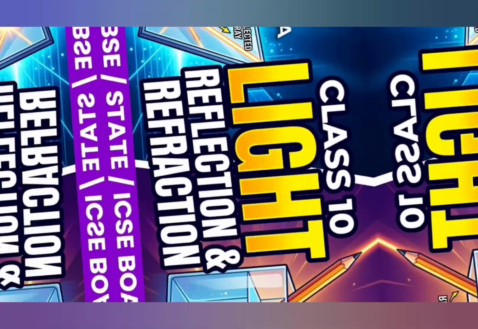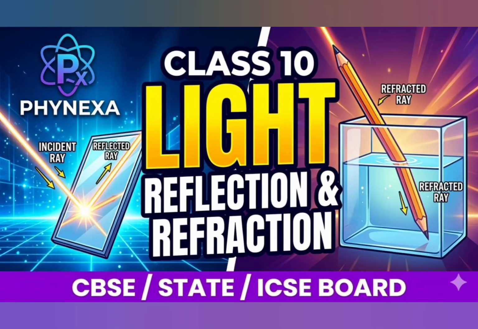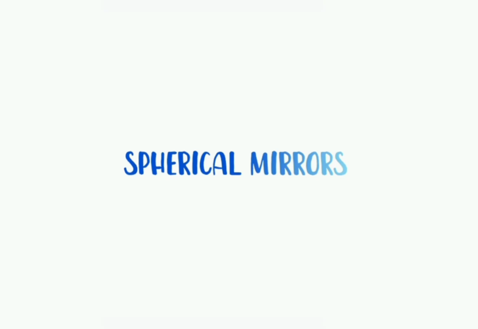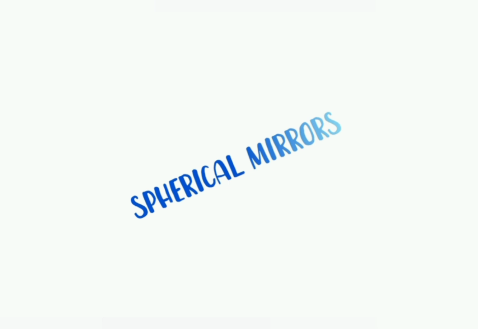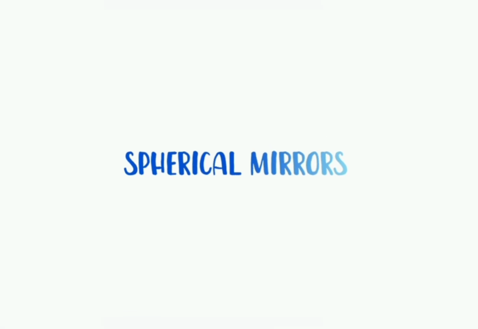In today's class, we are going to learn about spherical mirrors. This is one of the most important topics in light and reflection. By the end of this class, you will clearly understand what a spherical mirror is, what its types are, and the important terms like pole, center of curvature, principal axis, focus. Okay, let's start the class.